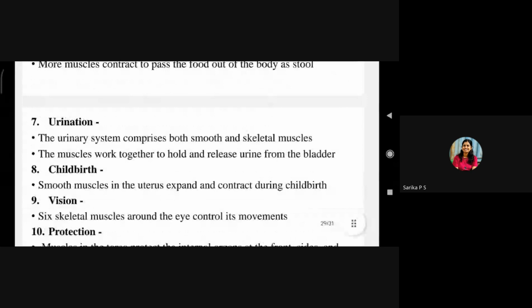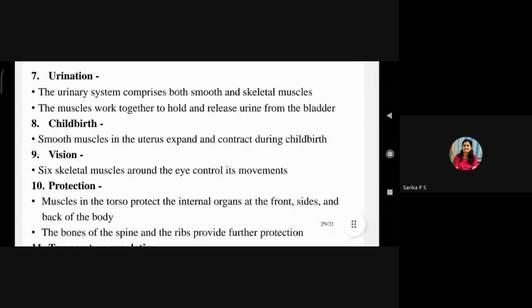Next is urination. The urinary system comprises both smooth and skeletal muscles, because the bladder is made up of smooth muscles, but the outer portion of the urinary system, the ending part of the urethra from where the urine comes out, is a skeletal muscle. That is why we can control our urine as per our wish.